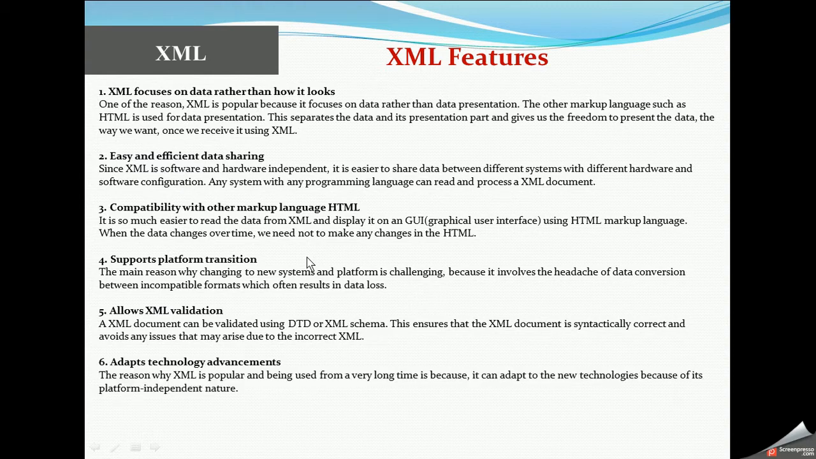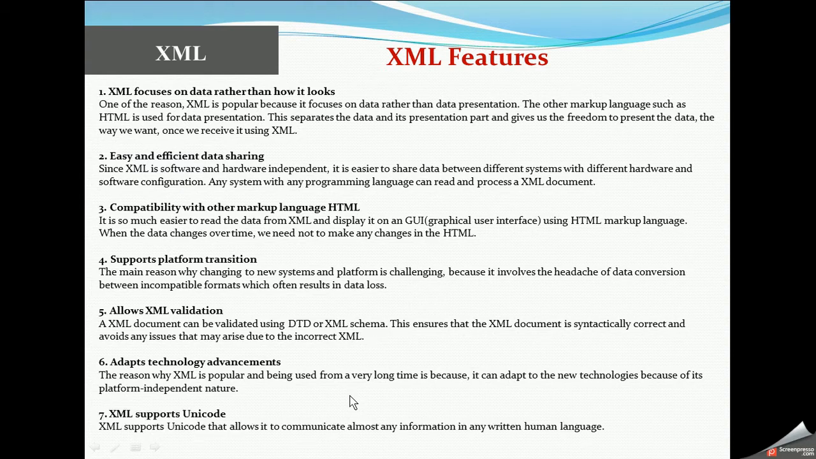Next is adapting to technological advancement. XML is popular because we can adapt to new technologies, since it is platform independent. And XML supports Unicode. Unicode is the most widely used and accepted code, and even Java supports Unicode. So since XML supports Unicode, it is very easy to communicate, store, and transport our data.